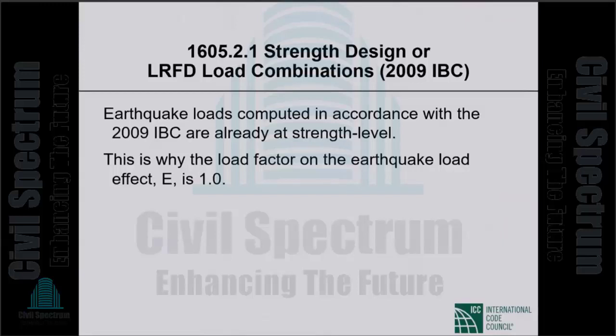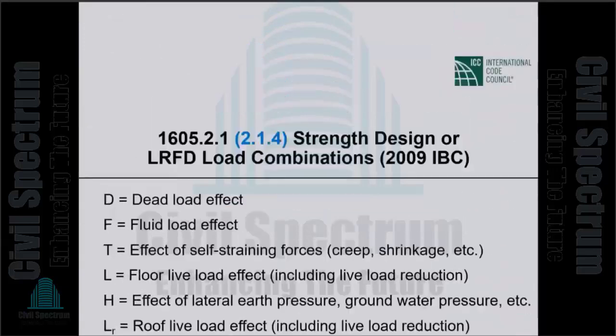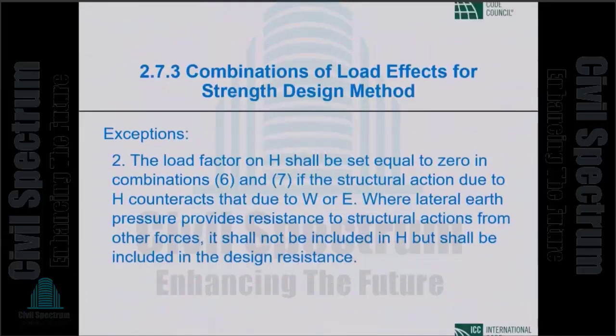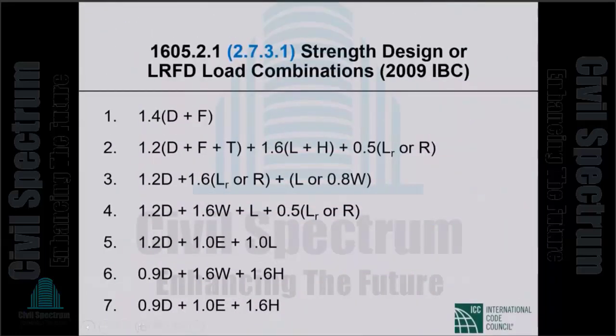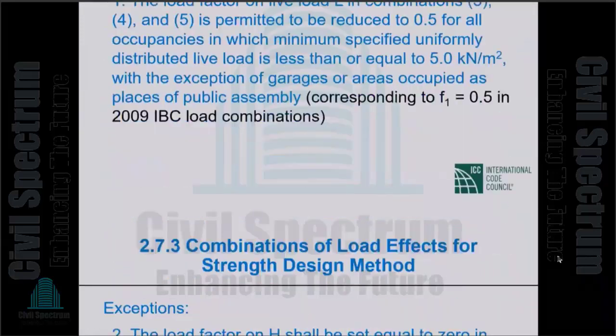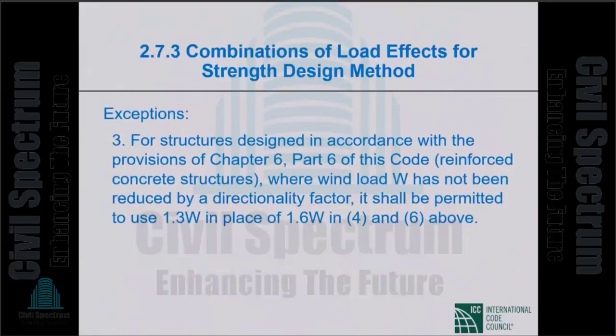Earthquake loads computed in accordance with 2009 IBC or BNBC 2020 is already a strength level load. This is why the load factor on E, earthquake effect, is 1.0 in the load combinations. If you noticed, load factor on W, wind, is 1.6. Load factor on E is 1.0. The load factor on E is 1.0 because E is already at a strength level.